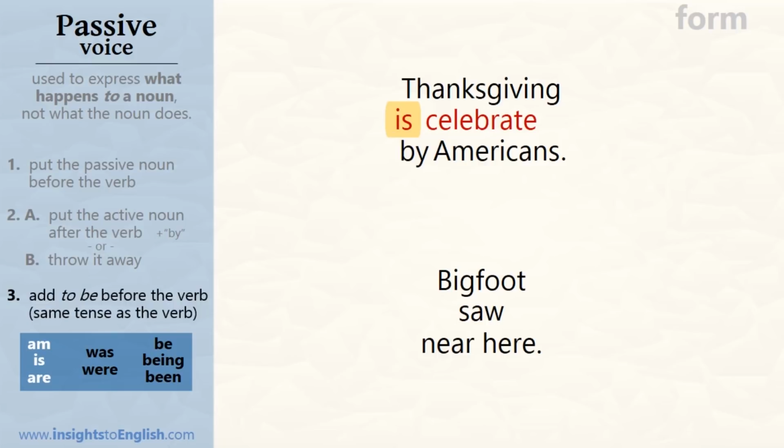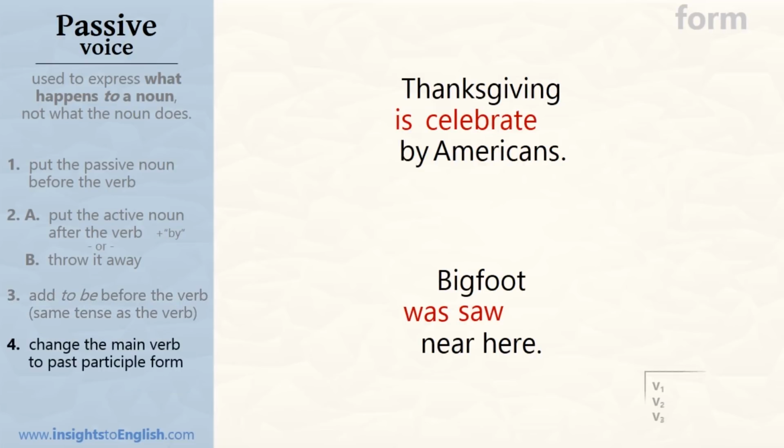Thanksgiving is. Correct. In the bottom sentence, the verb is past. So we should use was or were. Bigfoot was or Bigfoot were. Was. That's it. Got it? Yep. Last step. Change the main verb to the past participle form, or verb 3.